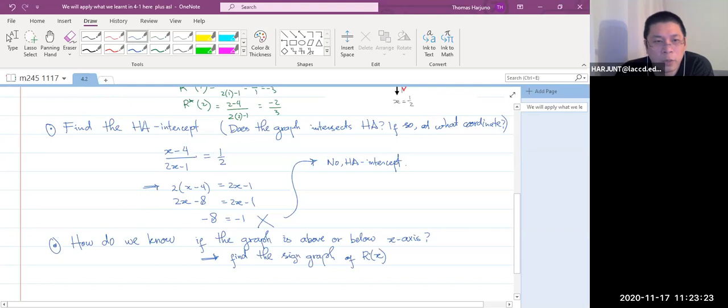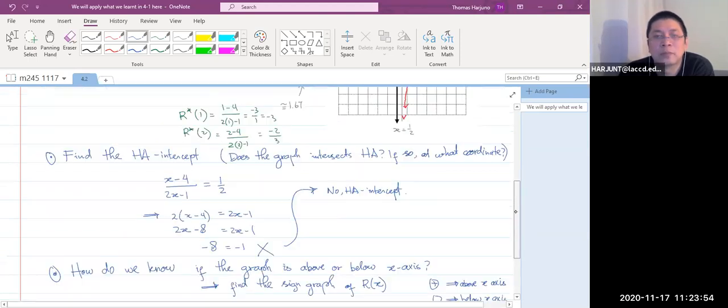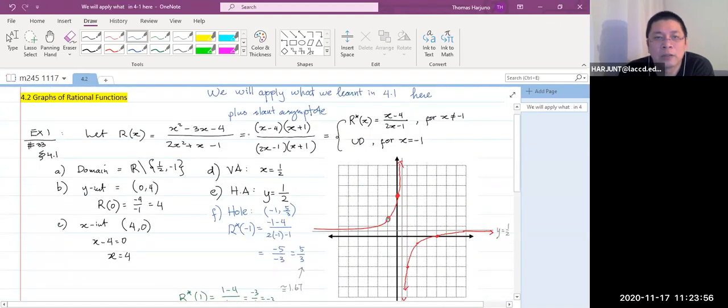Okay, remember the way we solve nonlinear inequality? Now the second step, find the sine graph, helps you to see where positive means above the x-axis and negative means below the x-axis. It's already factored, right? So you can actually just easily find the sine graph for that.